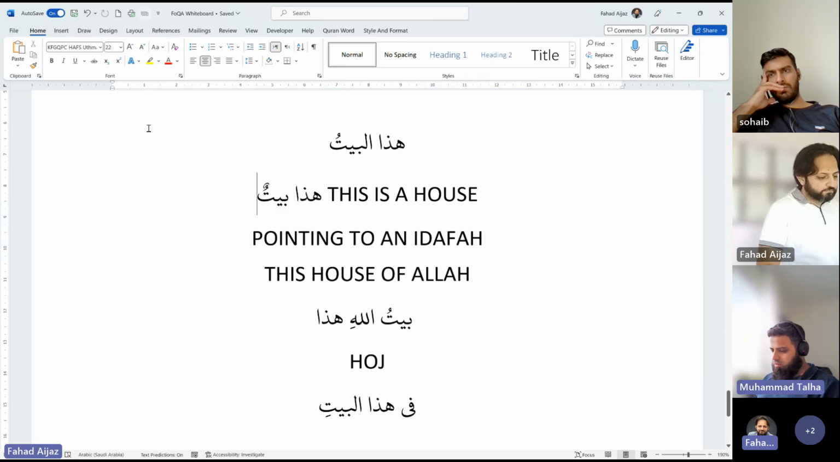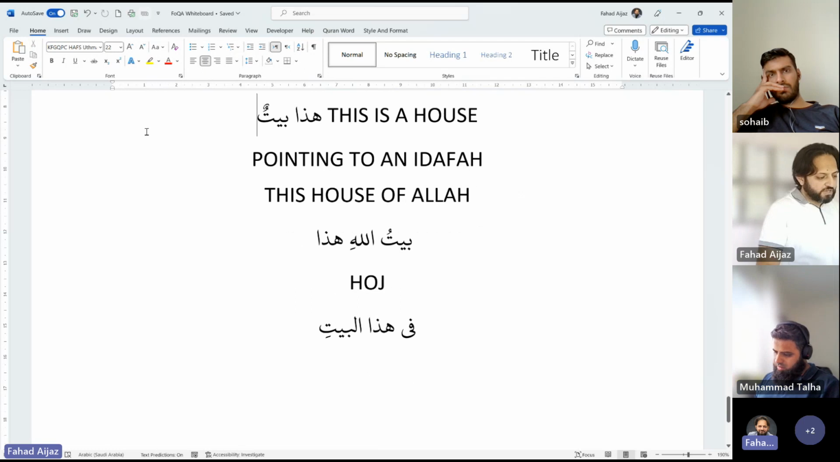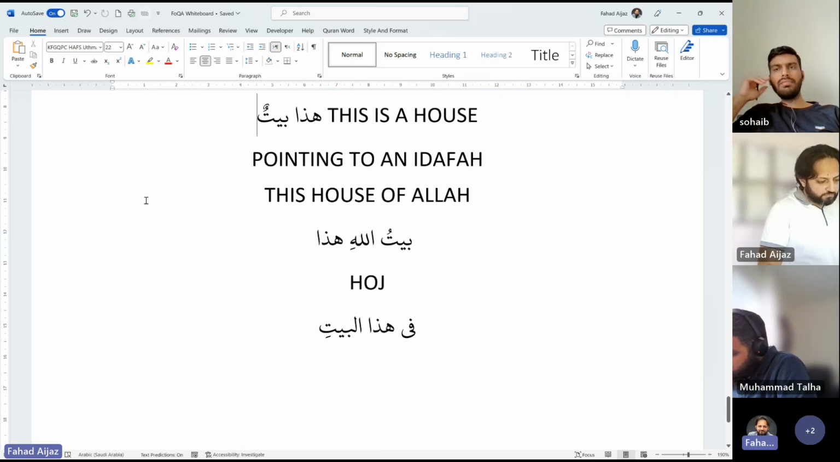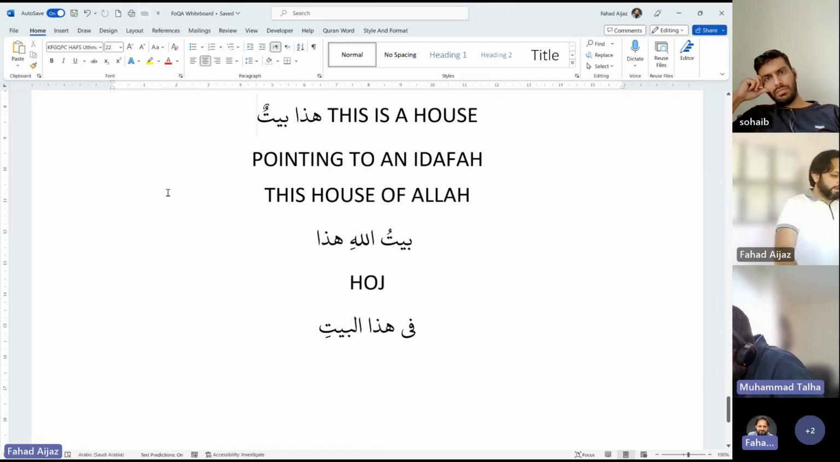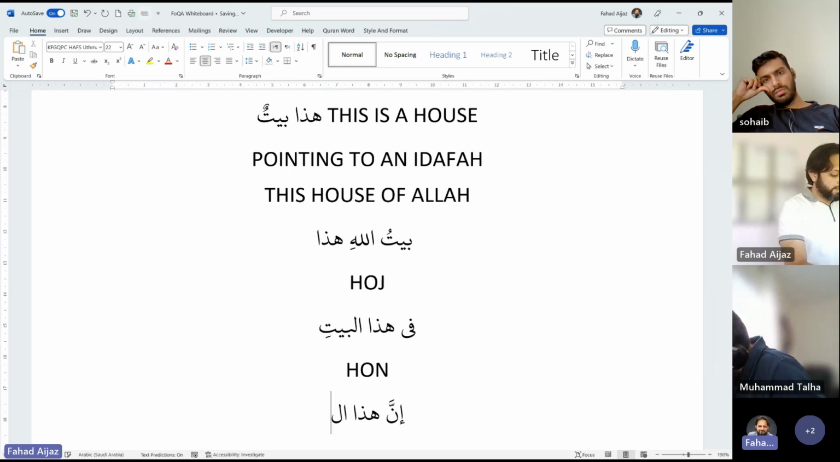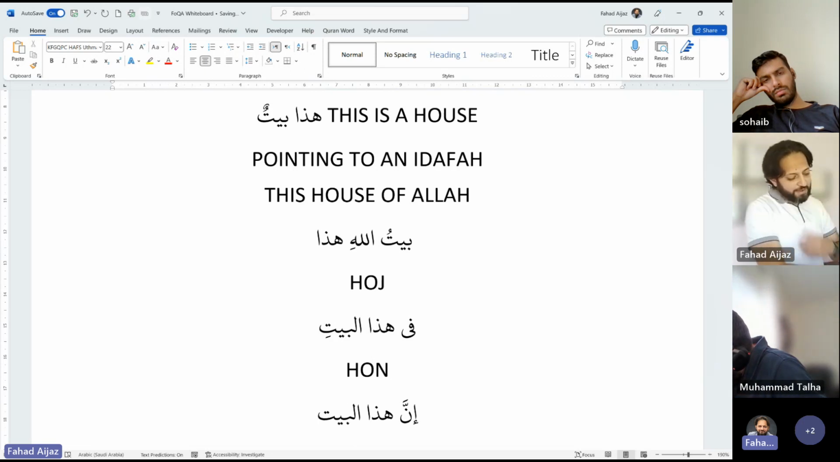Okay, a pointer can never be a mudaf, just like pronouns cannot be mudafs either. So this is a harf of jar, but then you have a harf of nasab. For example, you could say inna haza al bayt. What should be the status of bayt?